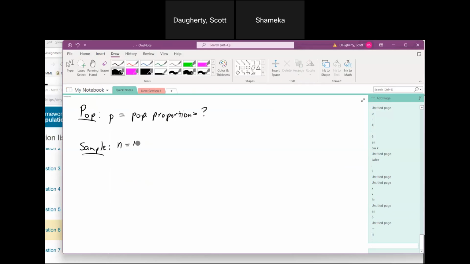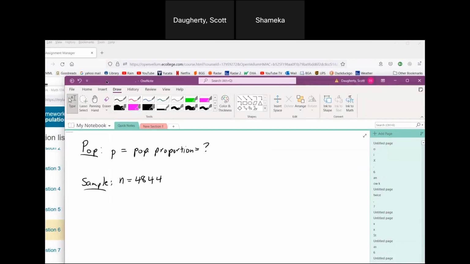And of course, here we're sampling, I think it was 4,844 people. Let me double check that. Yep. And 113 of them developed nausea. So, of course, we use N for the sample size. So that's the size of the sample. And then we're going to use X for the number of people that develop nausea in this case. So 113. Okay. So the first thing we're going to do is actually find what's called the sample proportion.